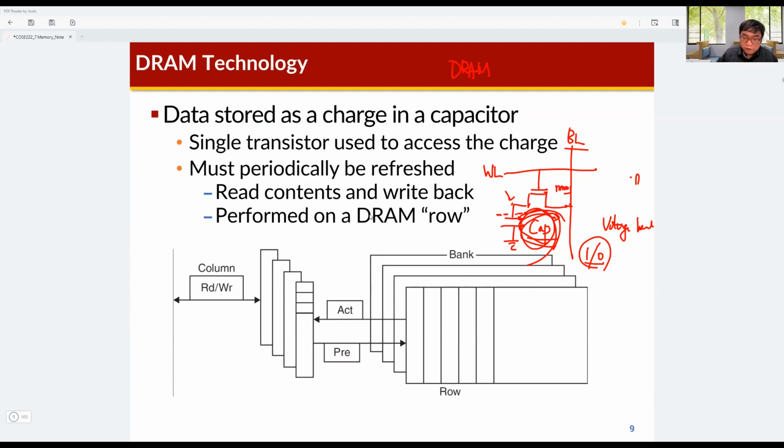So we frequently refresh the content of the DRAM. Refresh means that the DRAM cell is rewritten with the same data. Okay, so that is called the refresh. So DRAM requires a refresh period, and during this refresh period, we cannot use these DRAM cells. Okay, that's why the performance of the DRAM is influenced by the refresh period.